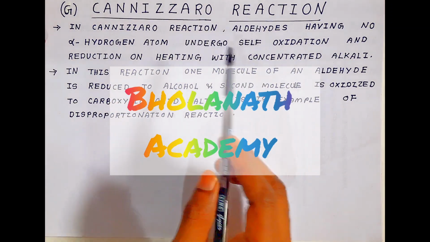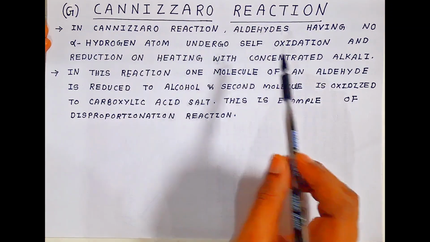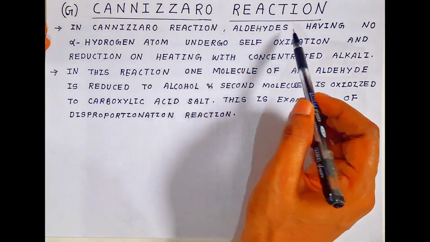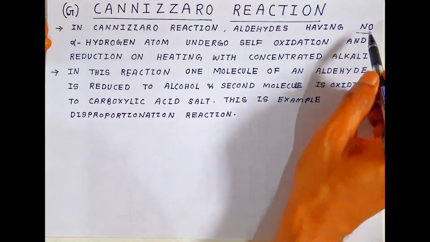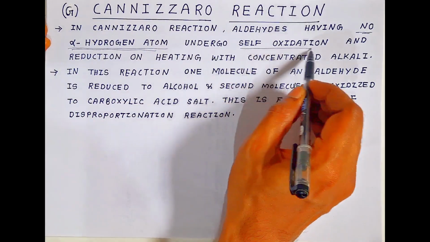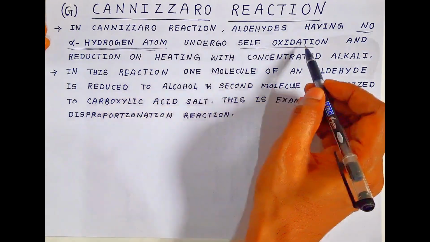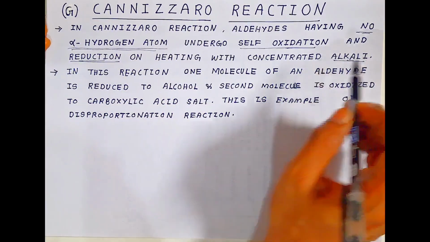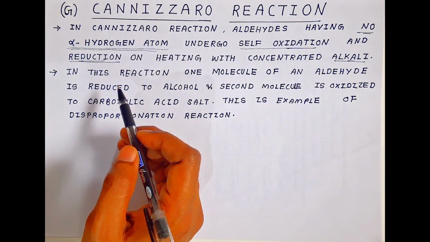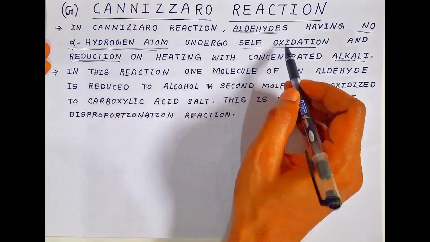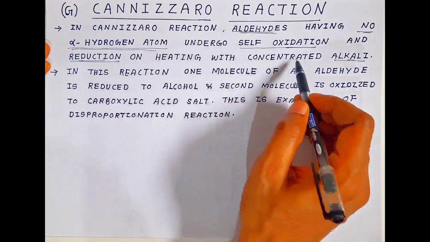Now students, we are going to see the Cannizzaro reaction. What is the Cannizzaro reaction, students? In the Cannizzaro reaction, an aldehyde having no alpha hydrogen atom undergoes self-oxidation and reduction on heating with concentrated alkali.